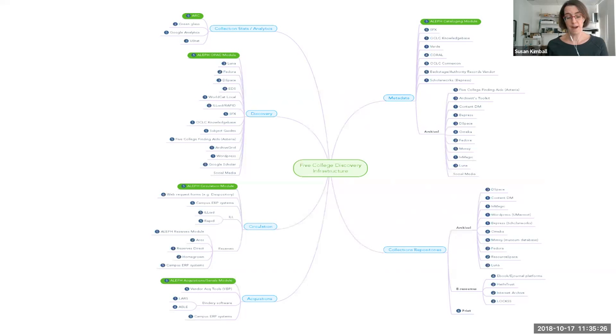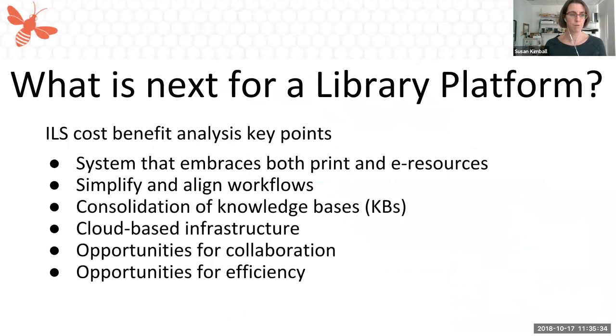The committee weighed lots of factors as it looked at the ILS landscape at the time and determined several key needs for a new library platform. And the cost-benefit analysis came up with the following. Essentially, the overlying theme here is that we needed to increase alignment across formats, workflows, and policies. We needed a system that format-wise could approach print and e-resources in a single workflow, as opposed to duplicating all the workflows in all the systems that we currently have.